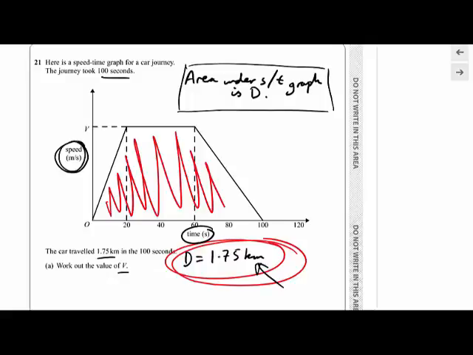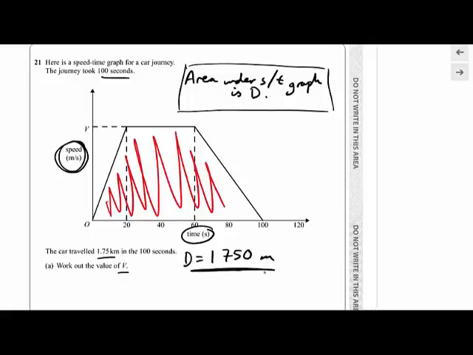So I need to convert this kilometers into meters. That's easy enough. I know that there are 1,000 meters in a kilometer, so I just multiply this by 1,000. So therefore this becomes 1,750 meters. Okay, and that should be the area underneath that speed time graph.